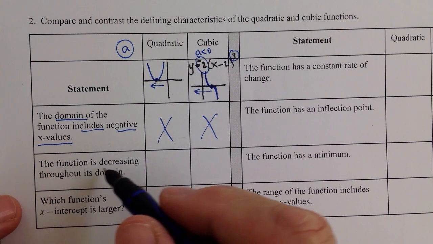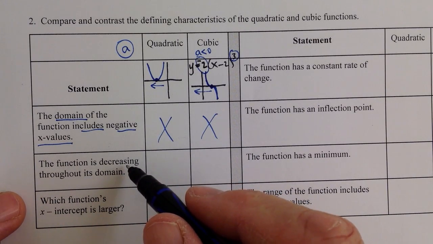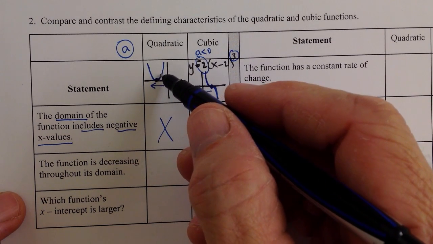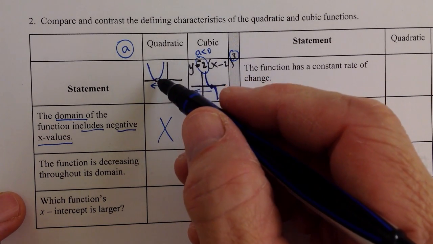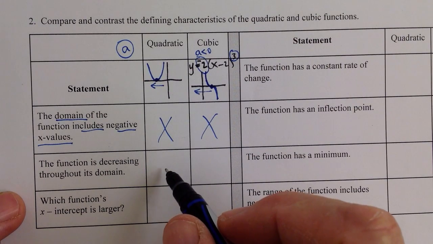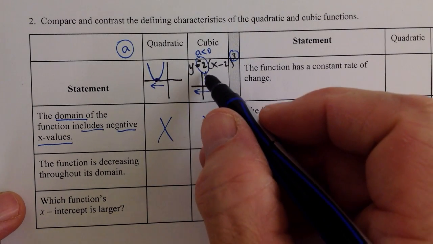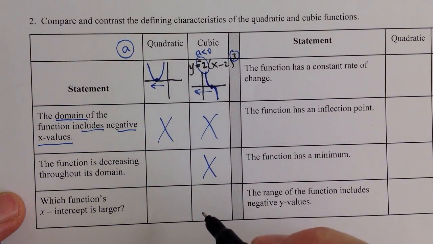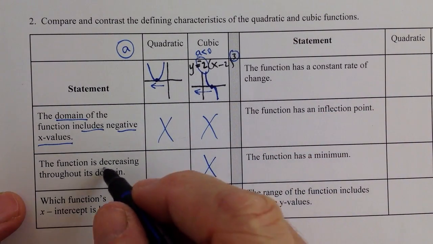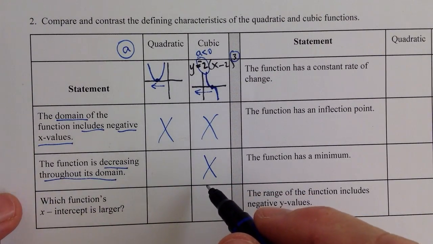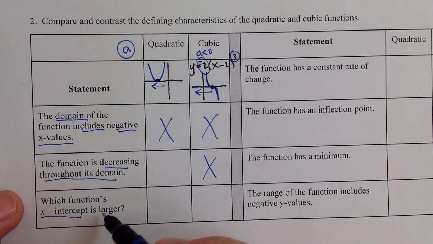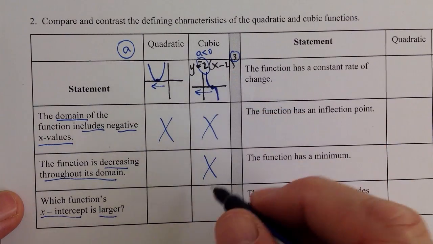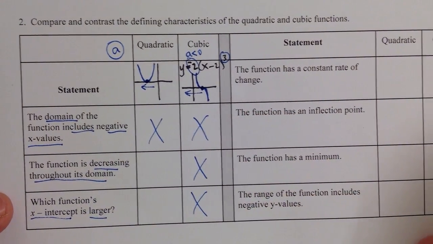Anyway, here the statement says the function is decreasing throughout its domain. Well, we could see here on the quadratic that it's increasing for part of the domain, so we're not going to put an x in that box. But here we could see this function is decreasing throughout, and so the cubic function is decreasing throughout its domain. Which function's x-intercept is larger? Well, this x-intercept is negative, this x-intercept is positive, so positive is bigger than a negative.